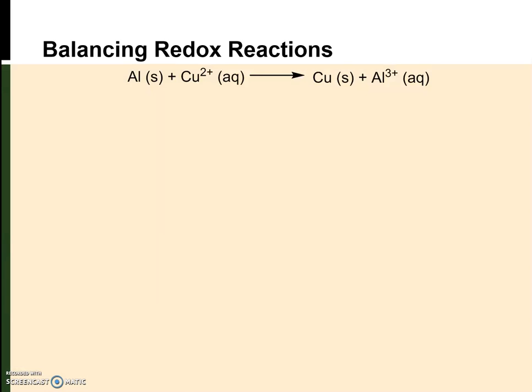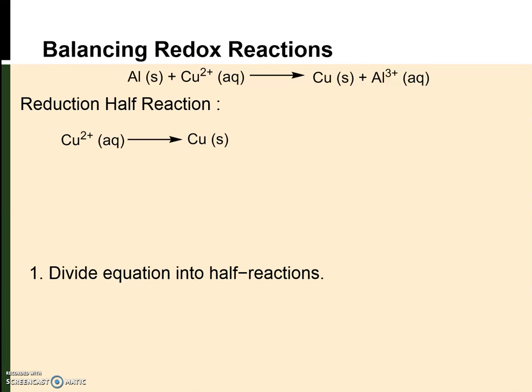In this reaction, aluminum is being oxidized by copper 2+ to form copper and aluminum 3+. The very first thing we want to do is divide the equation into half reactions. The reduction half reaction in this reaction is going to be copper 2+ being reduced to copper. Since copper is being reduced, copper is reacting as the oxidizing agent. In the oxidation half reaction, aluminum is going to be oxidized to aluminum 3+. Since aluminum is being oxidized in this reaction, it's acting as the reducing agent by providing the electrons that will then reduce the copper 2+.